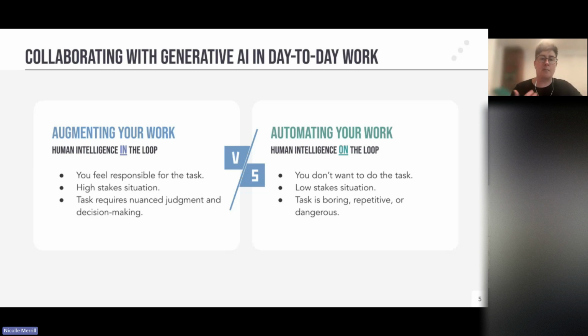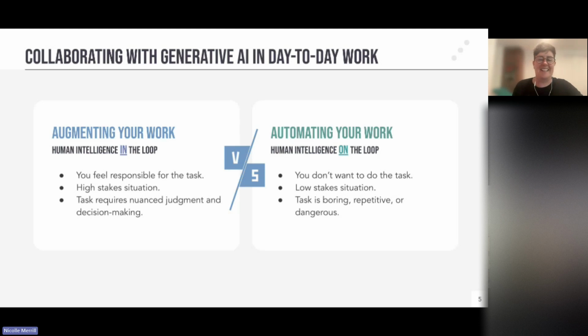This is in comparison to automating your work, which is more of a human intelligence on the loop. So think of this as the situation of a task that maybe you just don't want to do. You don't want to write this email. You don't want to write the copy for a product over and over again, right? This is a low stakes situation. Nobody's really relying on you for decision making. So whatever output comes out of the generative AI model isn't really going to have a huge impact on the situation. And this is for work that's boring, right? So again, repetitive work.